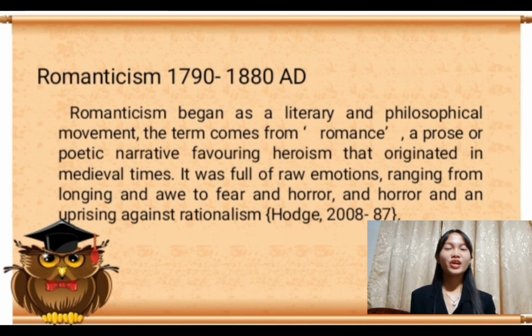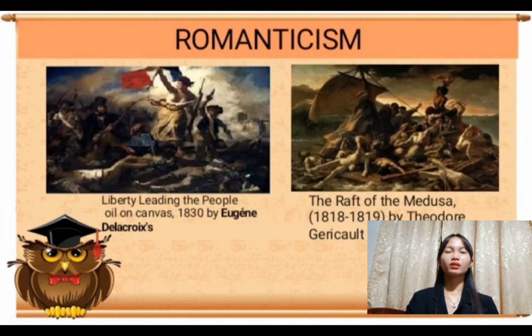Okay, so we have 4 examples and 4 artists of Romanticism. The first one is Liberty Leading the People, oil on canvas, 1830 by Eugène Delacroix. Liberty Leading the People is considered one of the most revolutionary paintings of French history and French Romanticism. It is described as a national icon, depicting and symbolizing the French uprising against the monarchy at the time it was painted.